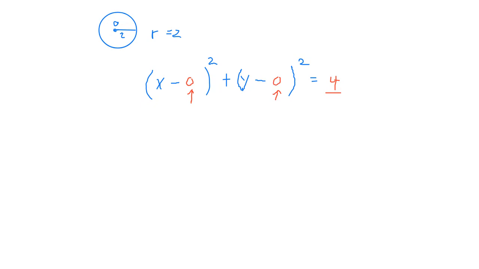But the equation of a circle with radius 2 centered at the origin would be x squared plus y squared equals 4.